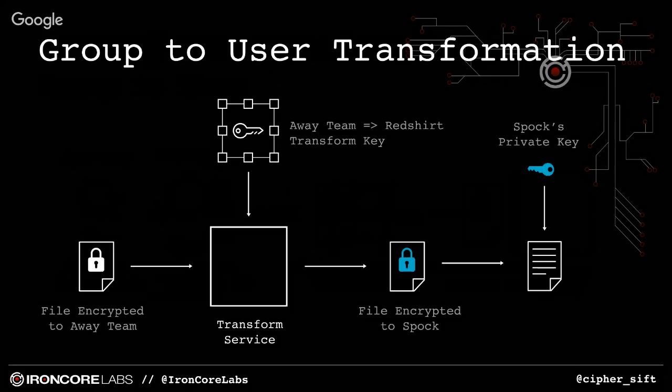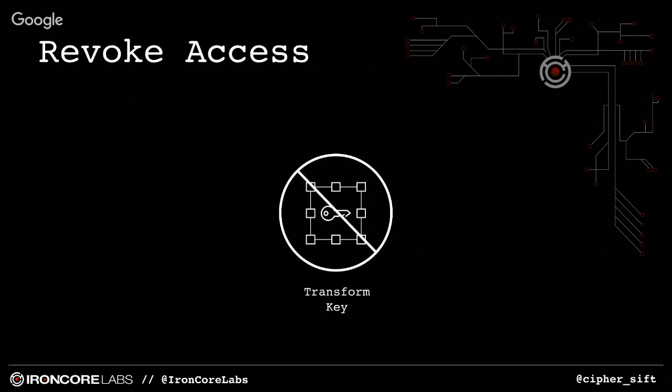Cool. Awesome. So in order to revoke access, all I'm doing is deleting the transform key from the group to that user, essentially removing them from the group, and they can no longer view decrypted data.